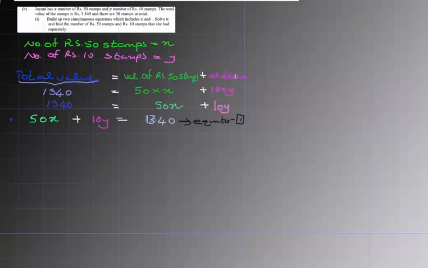All right. So now we got to generate or we got to form another equation. Let's go further reading. The total value of the stamps is rupees 1340. All right. Using that fact, we have already formed an equation. So let's read further. And there are 30 stamps in total. Now, that is something that can be used to form an equation. So let's write it. Total number of stamps.